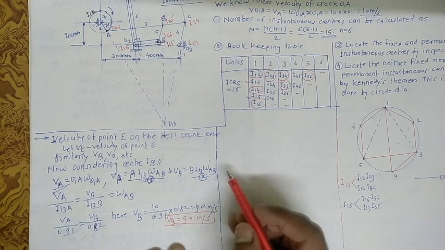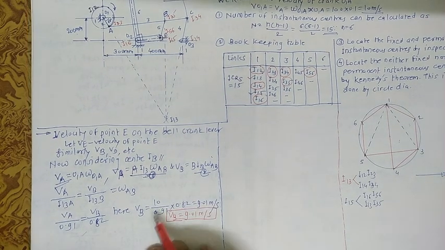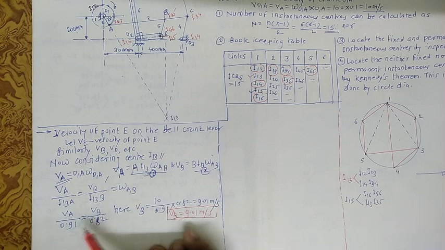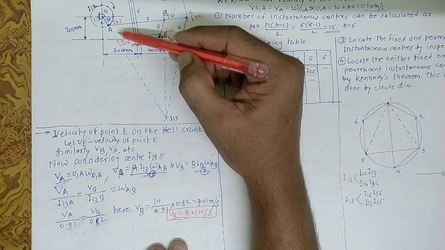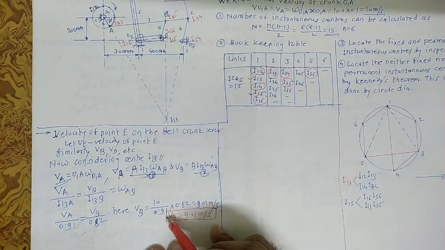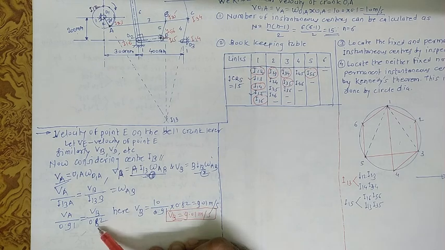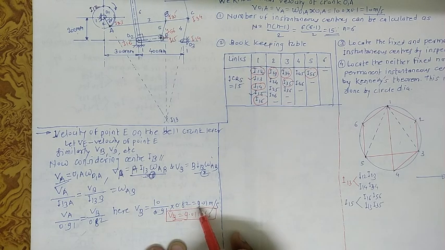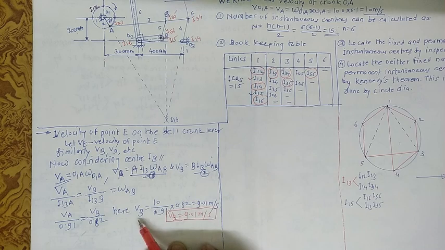Now see here, we can get VB. VA is already with us, 10 meters per second. This length is measured from the diagram, 0.91, multiplied by this 1.82. After calculation, you can get 9.01 meters per second. So at this stage we can get VB.